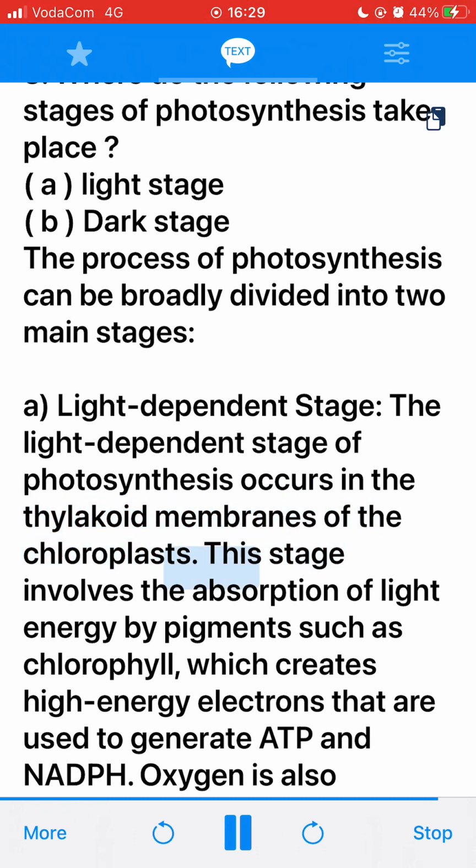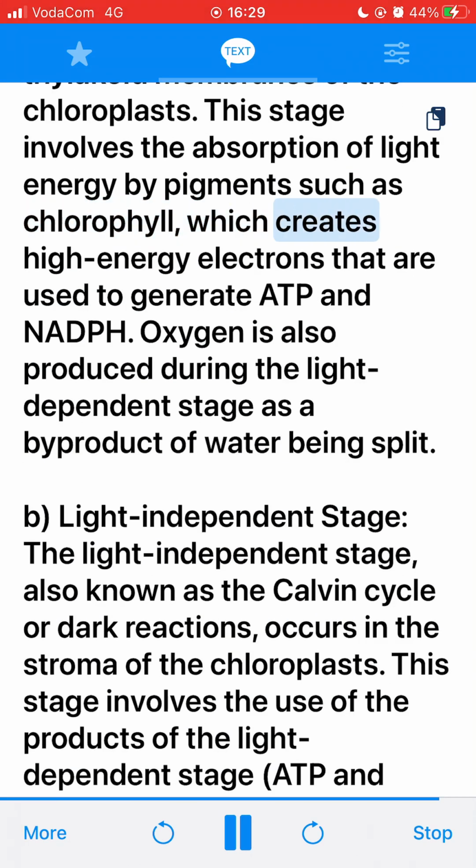This stage involves the absorption of light energy by pigments such as chlorophyll, which creates high-energy electrons that are used to generate ATP and NADPH. Oxygen is also produced during the light-dependent stage as a byproduct of water being split.